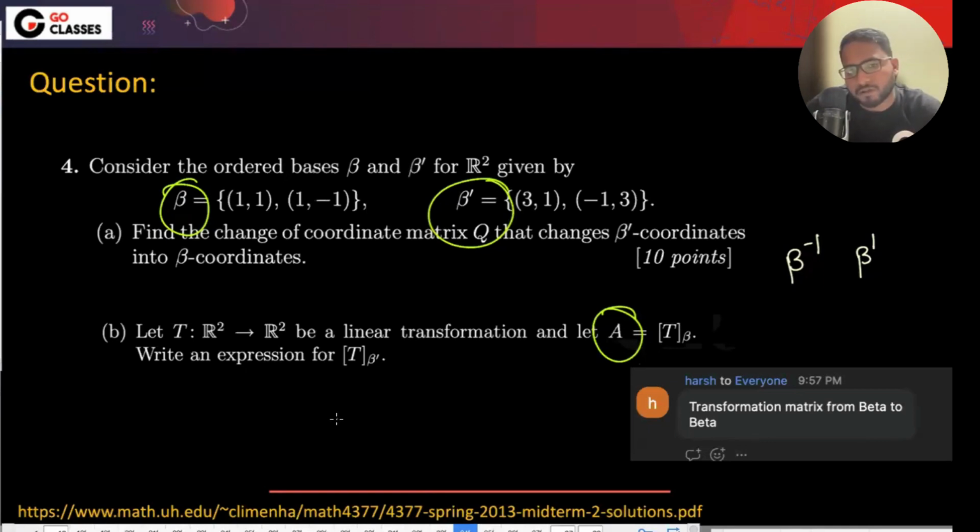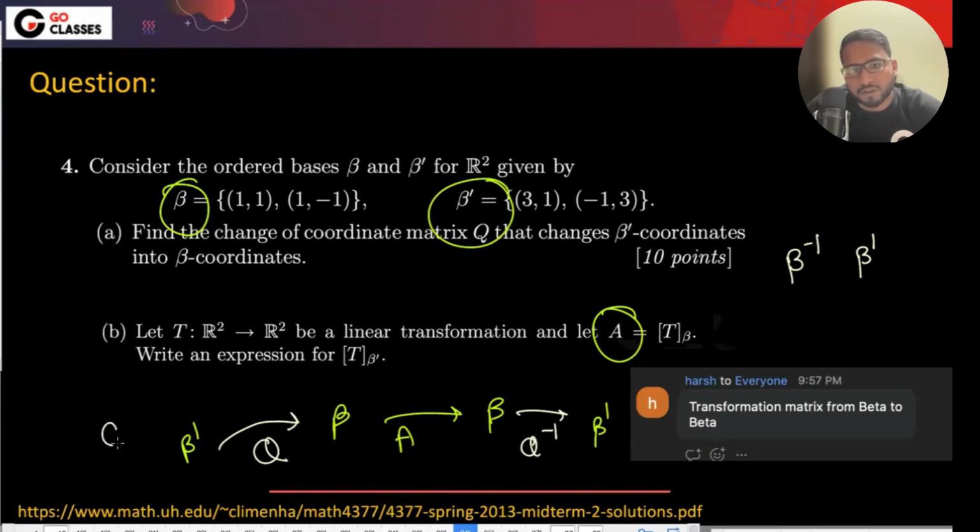So from beta to beta is A. Now they want beta prime to beta prime. So from beta prime to beta you will go. Let's assume Q is the matrix that changes from beta prime. So let's suppose this is Q, and this is Q inverse. So this is Q A Q inverse, right? Q A Q inverse.